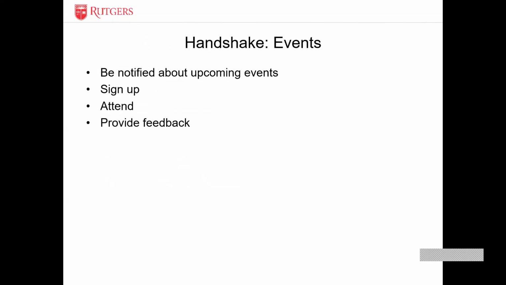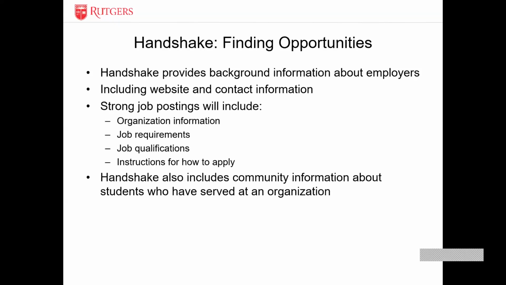Handshake also allows for the facilitation of events. So you can be notified about events on campus. You can also sign up for events. You can attend electronic events, anything through Zoom or WebEx or Collaborate. And then also, you can provide your feedback about events through Handshake. More than that, in finding opportunities, it will provide you with background information about the employers themselves. It will also post their website and contact information for ease of access.